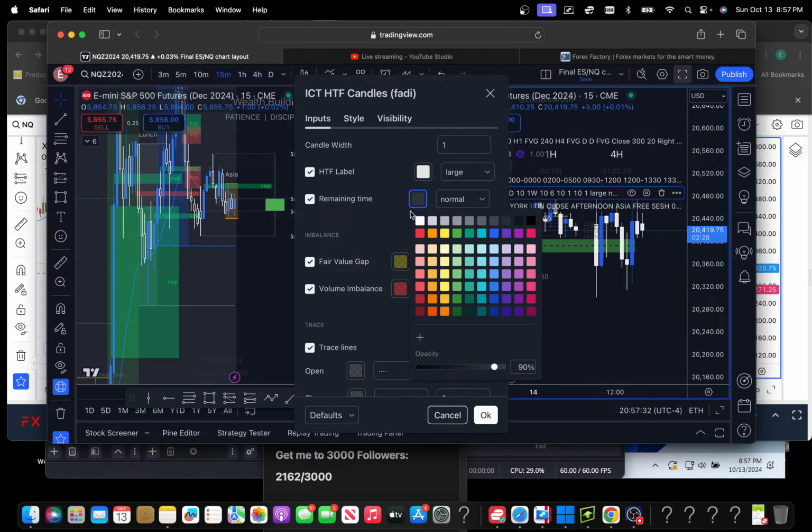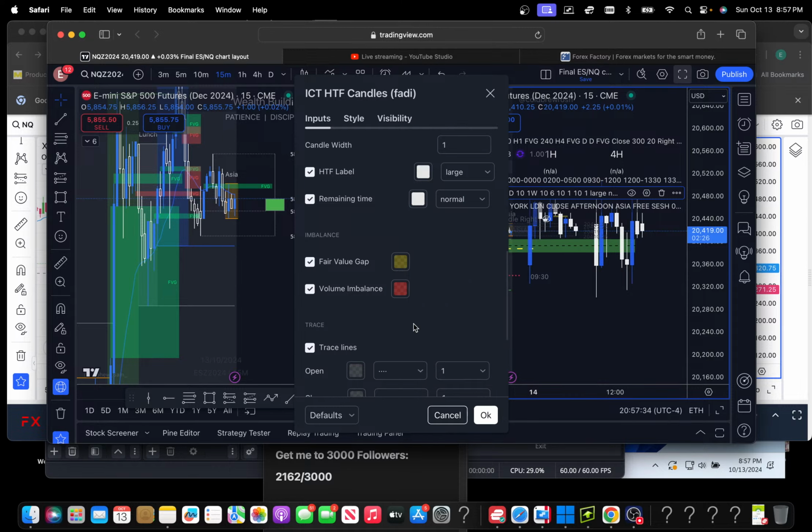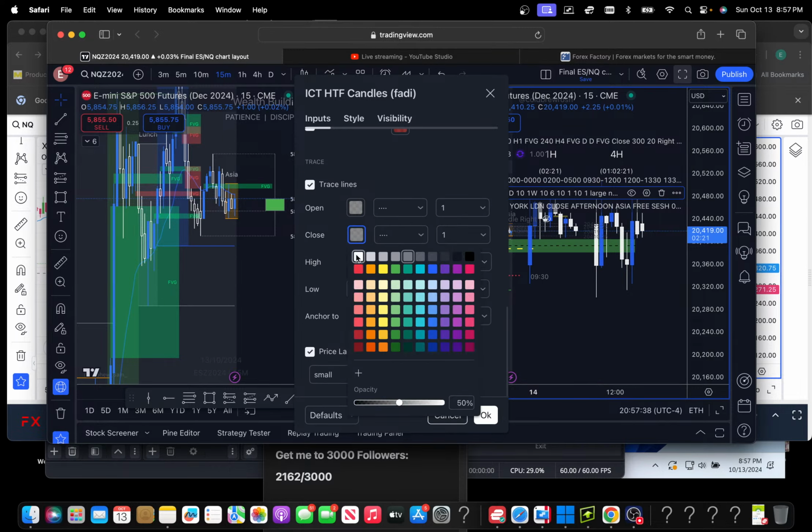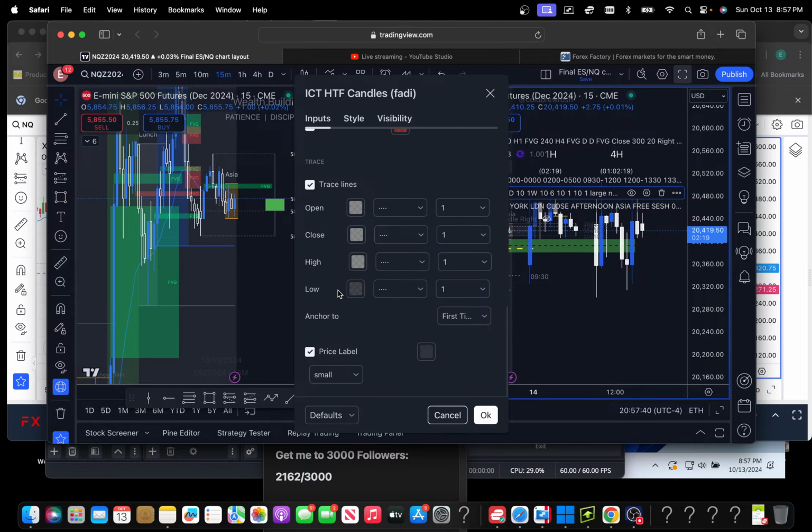Sorry, I need to label all this for my dark mode. There we go. Show all the things for me.